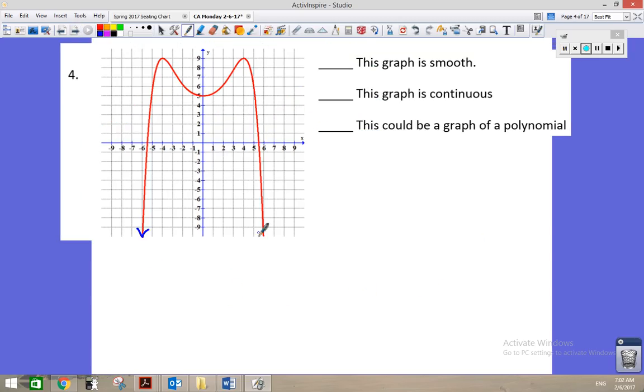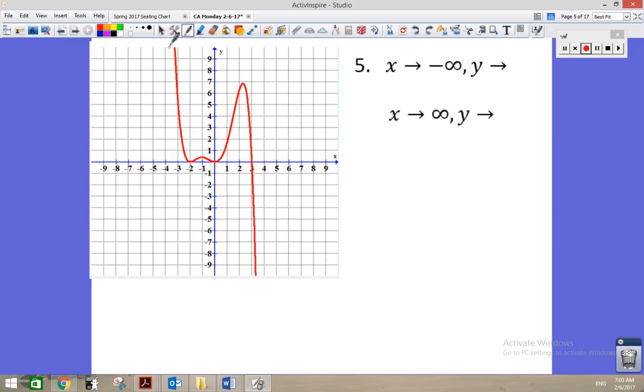This graph is smooth. This graph is continuous. You can sketch it without ever lifting your pencil off the paper. It has an end behavior of down and down. So yes, I believe that this could be the graph of a polynomial function.